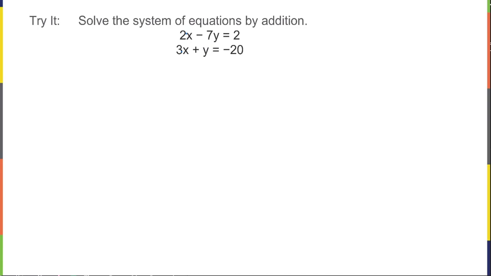Or I think what would be easier is I could multiply that bottom equation by 7 on both sides, because that will make that a positive 7, which will cancel with the negative 7. So I'm not doing anything to the top equation. It stays 2x minus 7y equals 2. But my bottom equation is going to become 21x plus 7y equals negative 140.